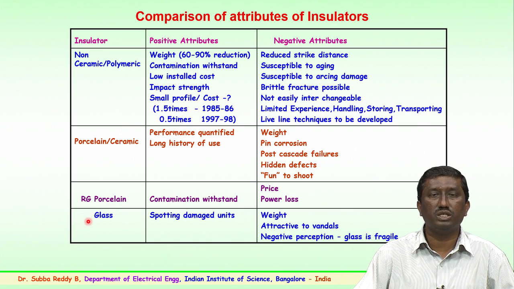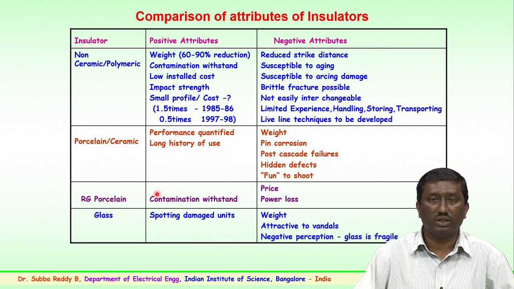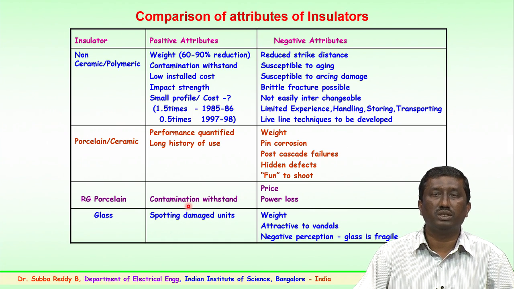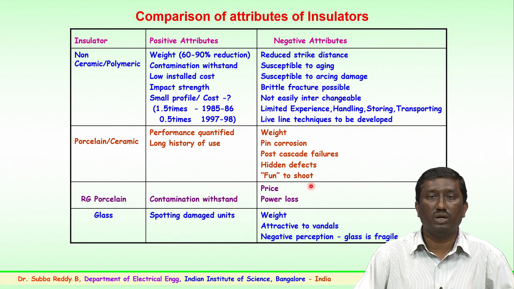RG porcelain is a resistive glaze porcelain. This is the newer version of the porcelain insulators, coated with the resistive glaze to improve the voltage distribution on the surface of the insulator and also for better contamination withstand. But again here the price or cost of the insulator goes up, and sometimes it has been noticed that power loss happens because of the glaze losing its properties over a period of time.